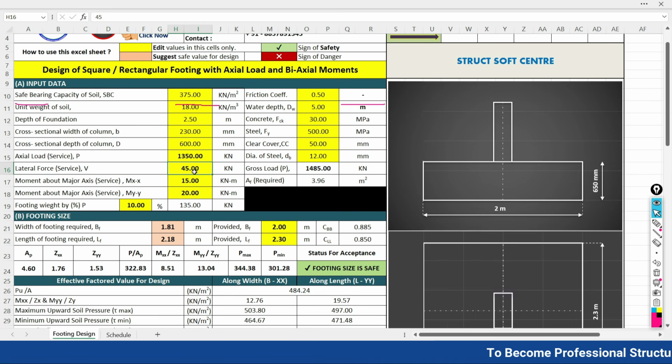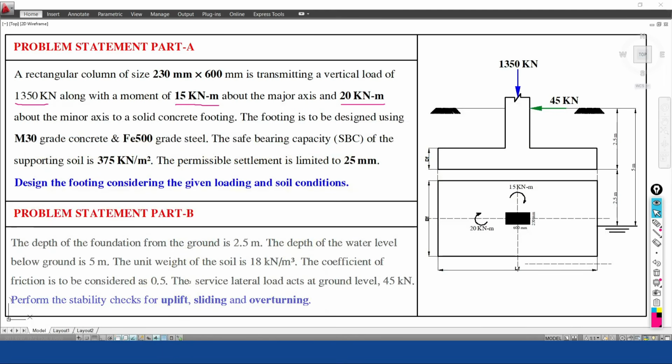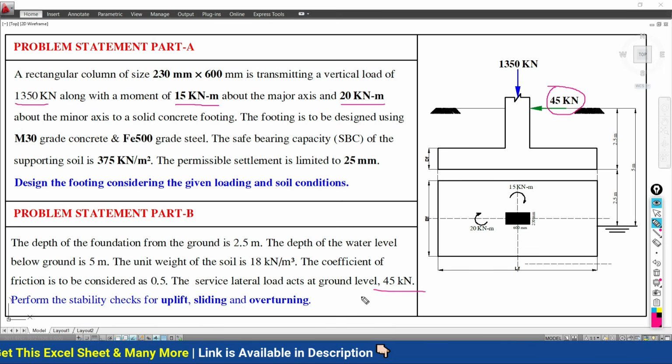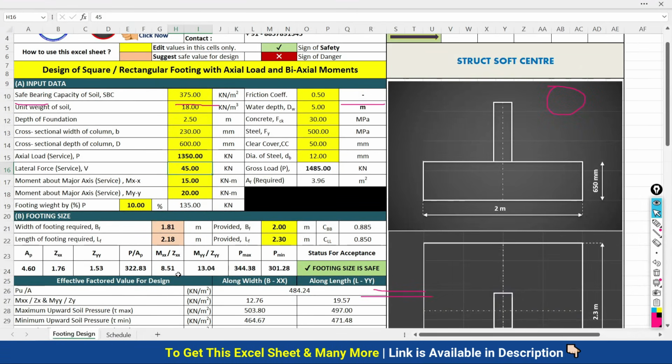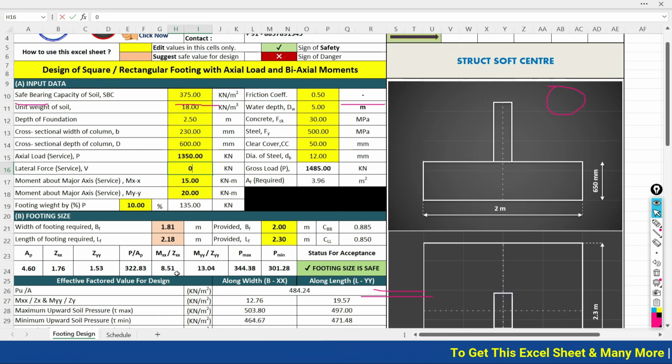And one more thing is given here, that is the lateral load. The lateral load on our foundation at the ground level is going to act with an intensity of 45 kilonewton as the service load. Here it is given in your problem statement as well. So I am going to put here 45. In most of your cases there will be no lateral load, so you can put this value as 0.